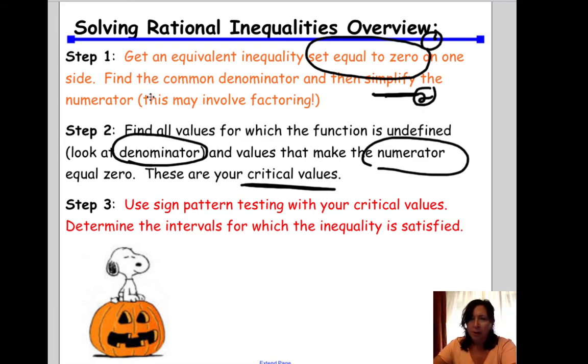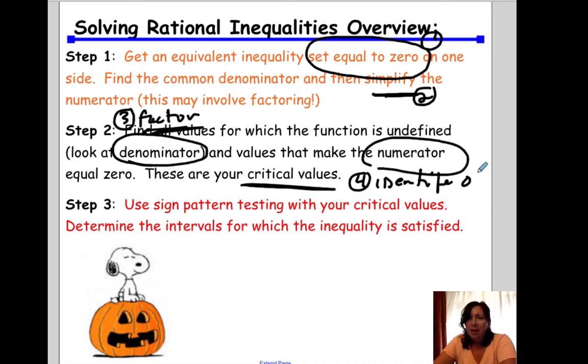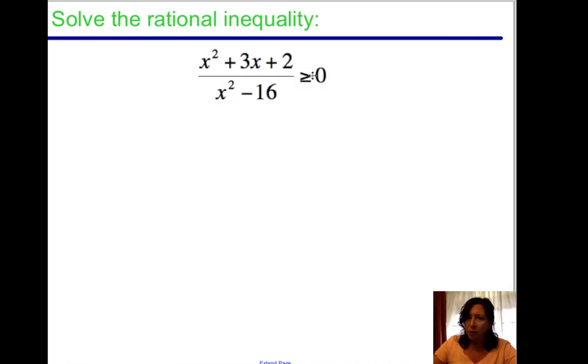Okay, so I guess number 3, technically, would be to factor. I may have to redo this. Factor. And number 4 would be to identify all your zeros. I want to know that. And then lastly, you're going to use sign pattern testing. Equal to 0, number 1.